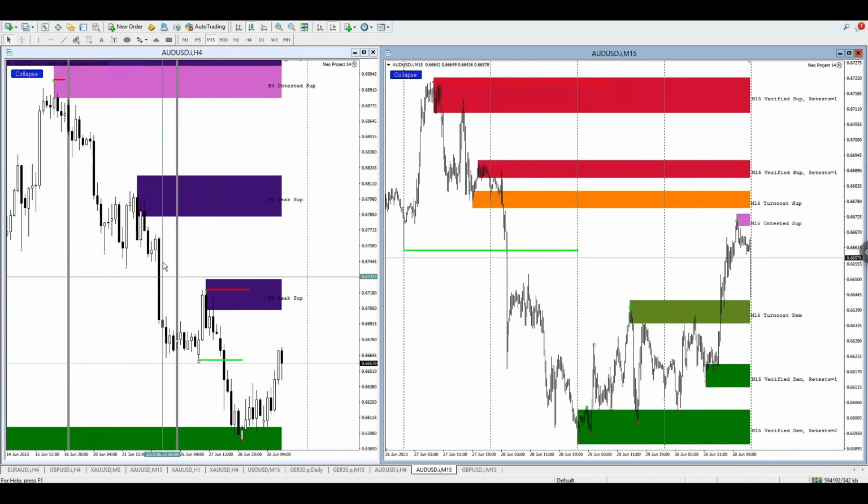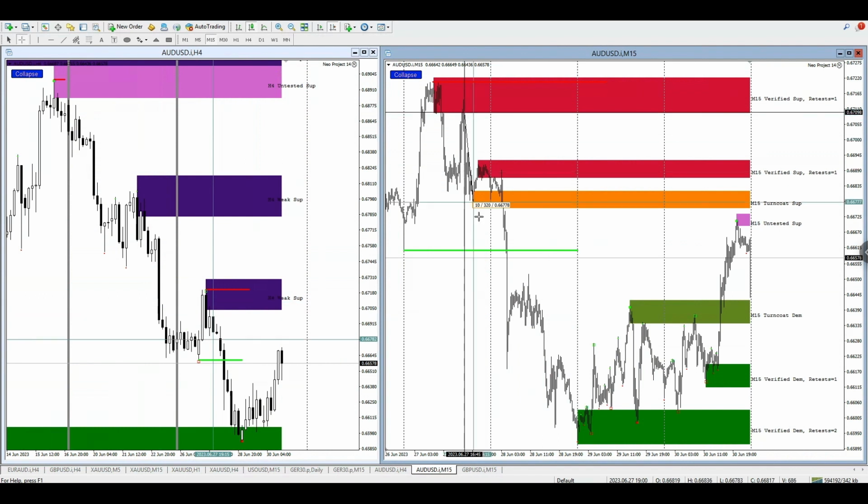On AED USD, we had a bearish break of structure here, and then when we go into the 15-minute time frame, you can already see where this pullback happened, and you had an entry right here on this verified level for a 100 pip trade.